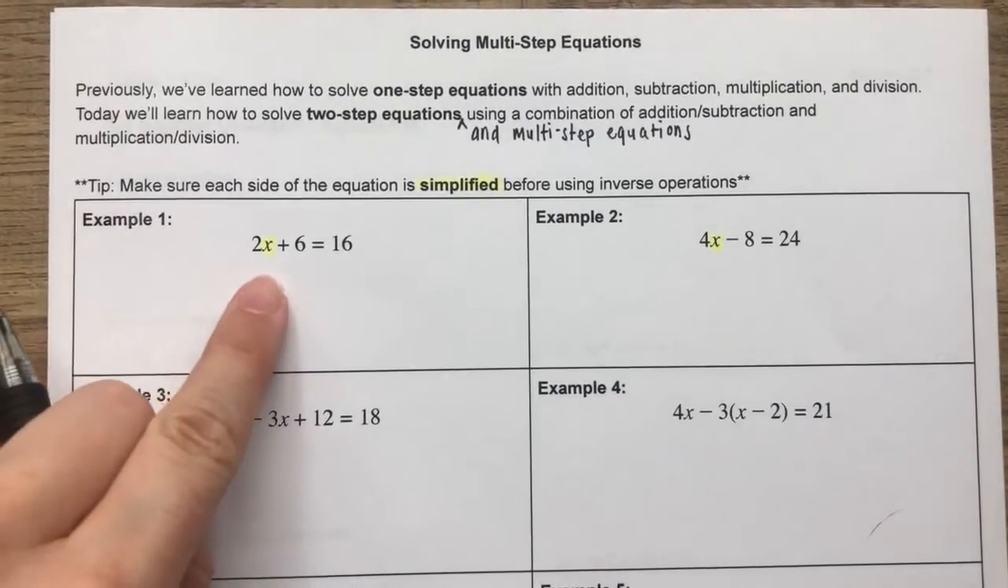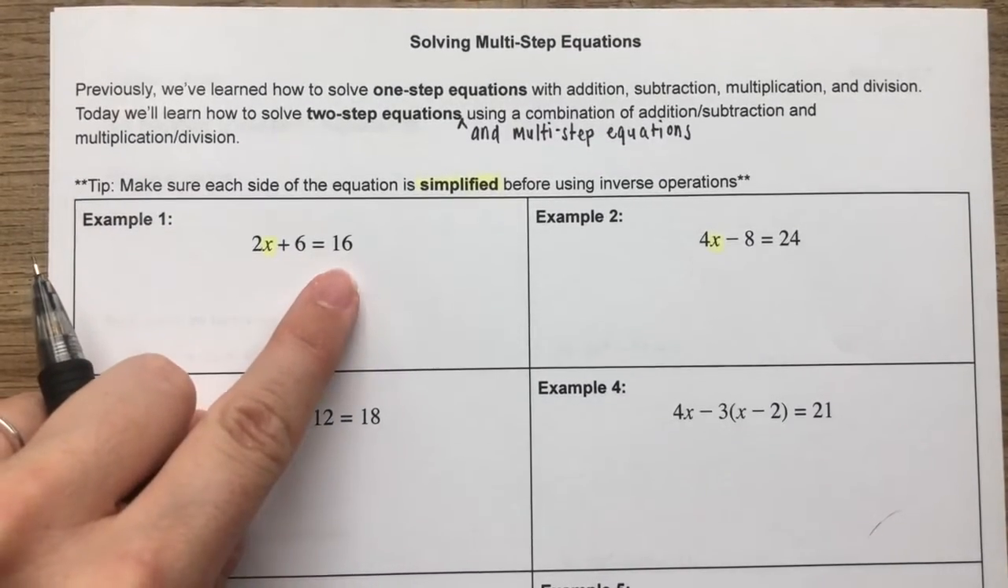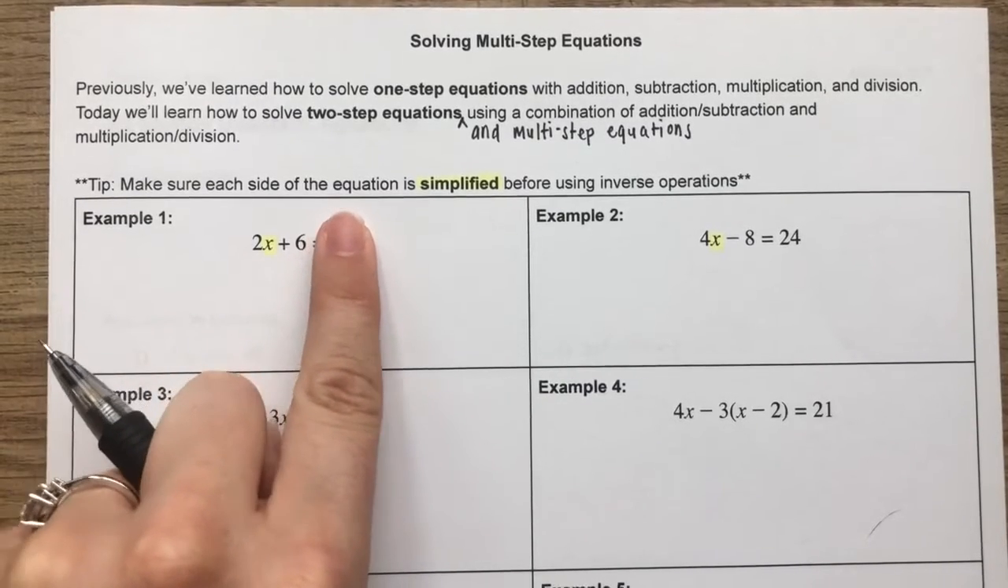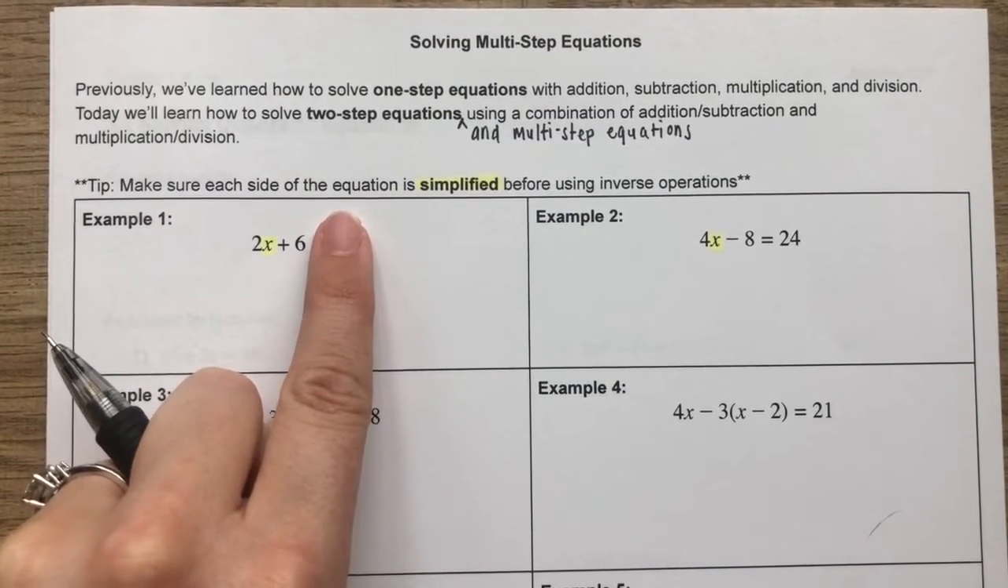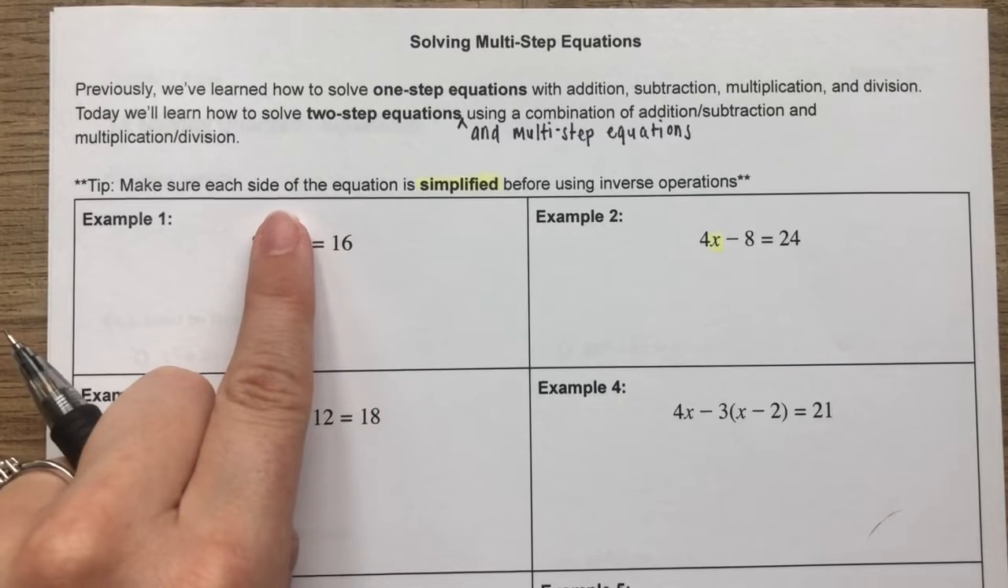So for example 1, it's 2x plus 6 equals 16. So we want to make sure each side of the equation is simplified. So the left side, 2x plus 6, that's simplified because I can't add the 2x and 6 together because they're not like terms. And then the right side of the equation is simplified because there's just that 16.